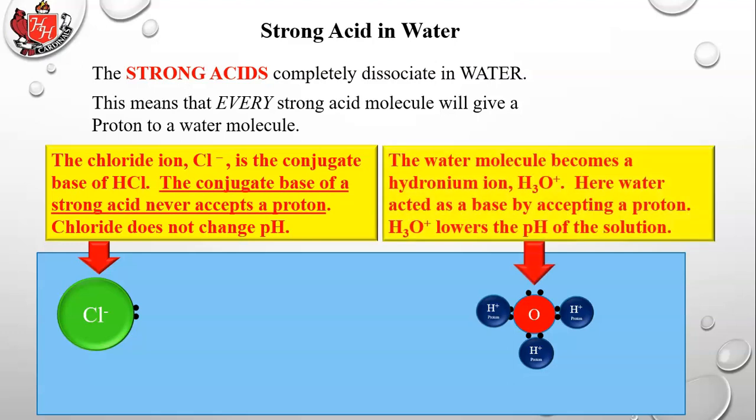The water molecule becomes a hydronium ion, H3O+. Here water acted as a base by accepting a proton. H3O+ lowers the pH of the solution. Remember, acids make the pH go down towards 0.